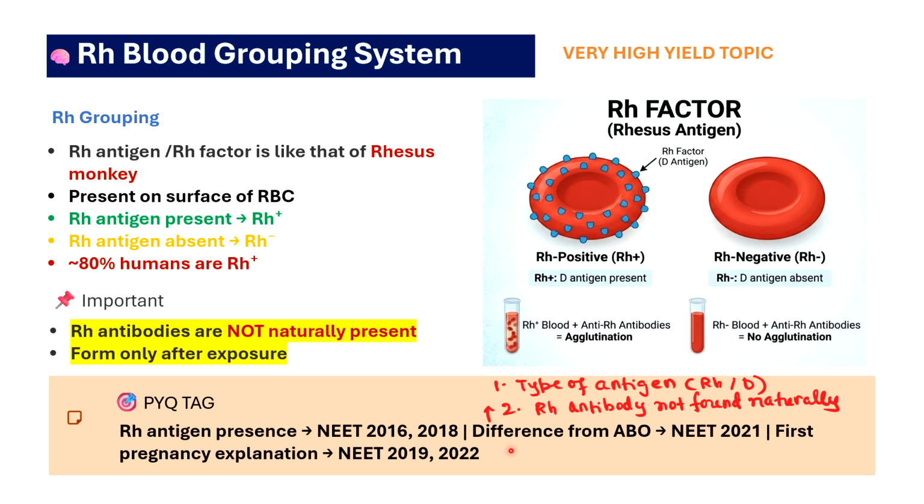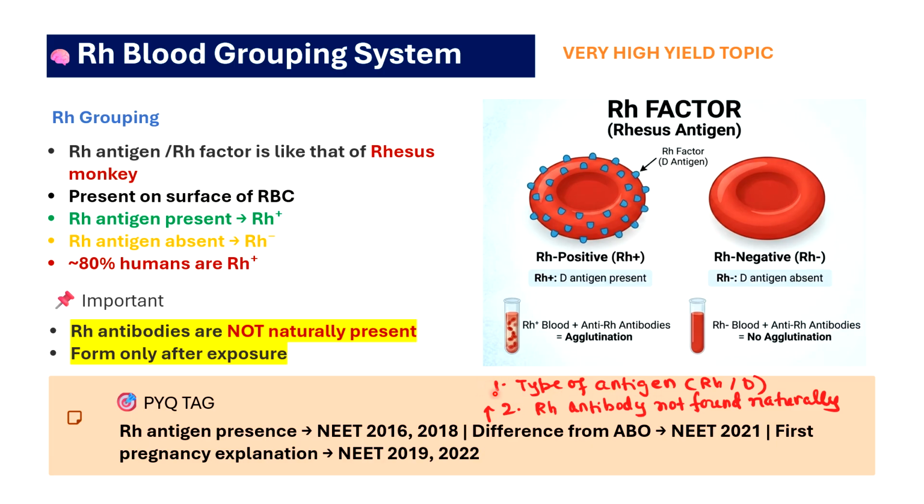Now, with respect to the difference with that of the ABO blood group. First, how is the RH blood type different from the ABO blood group? It is first with respect to the type of the antigen present, that is the RH antigen.